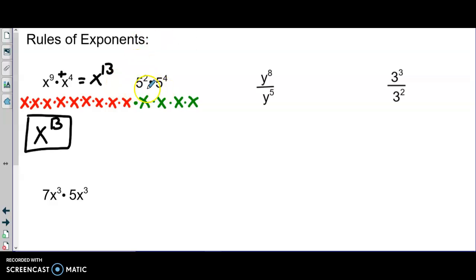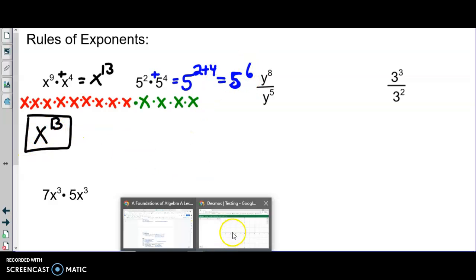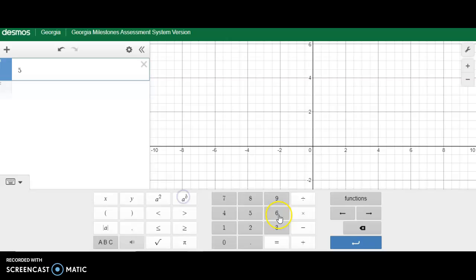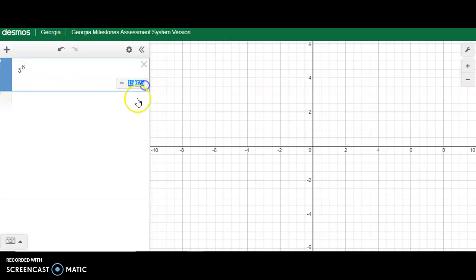So let's try to use the shortcut on this next one. By all means, you could write down 2 5s and 4 5s and see how many that is. Or you could just add, you could say the base stays the same, so keep 5 the same, and then add 2 plus 4, which is 6. Now, because this is numbers, if they want you to simplify it further, you can simplify it. You can't simplify x to the 13th further because we don't know what it is, but we could go in our calculator and we could type in 5 raised to the 6th to get an answer for that. So sometimes on a test question, it might just want you to leave it as 5 to the 6th, and sometimes it might want you to give the whole answer.